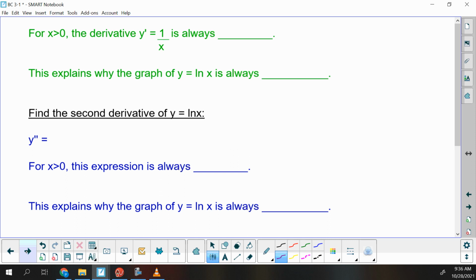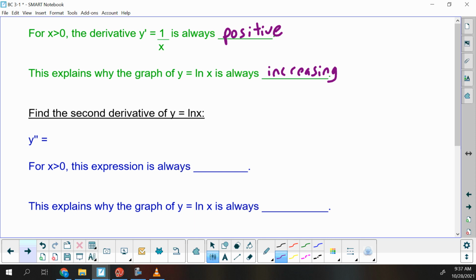So in our domain of natural log of x, which was x greater than 0, notice that its derivative, 1/x, is always going to be positive. Anytime you have a positive derivative, that tells us the original function is increasing. So that's consistent with what we see from the natural log graph. It's always increasing, so the derivative should always be positive.